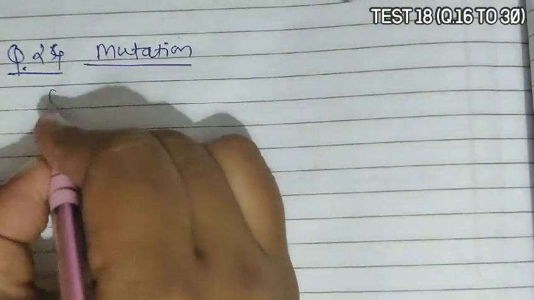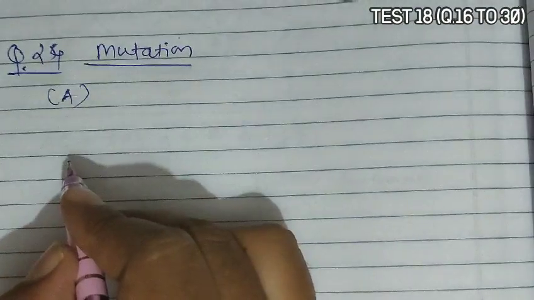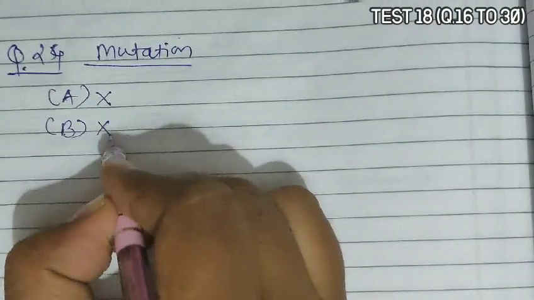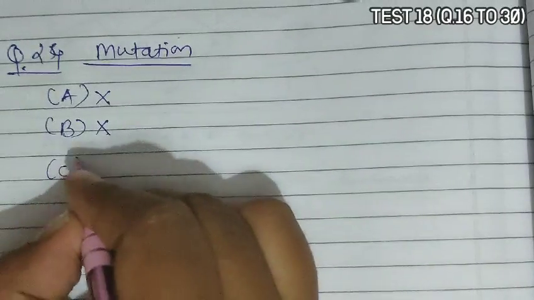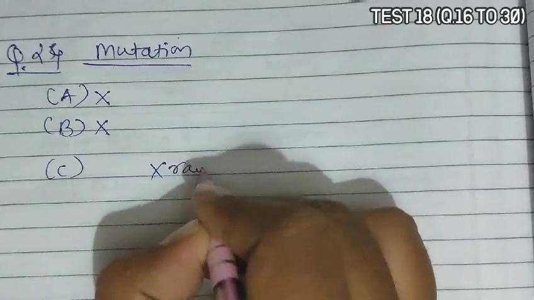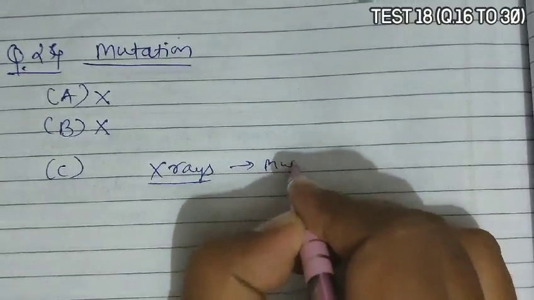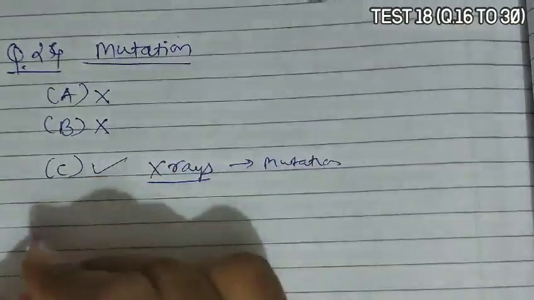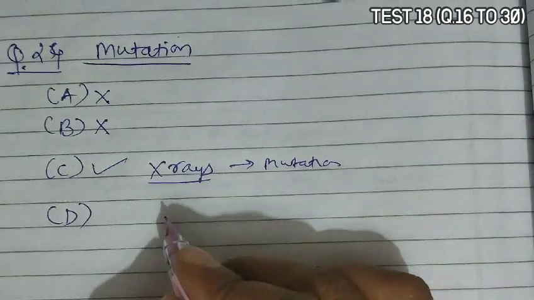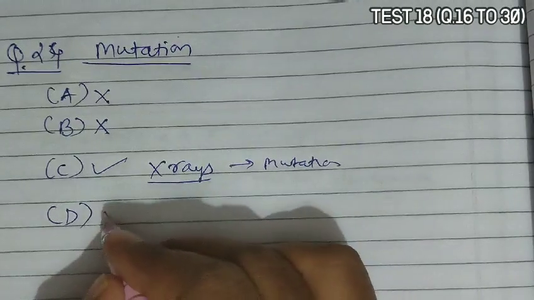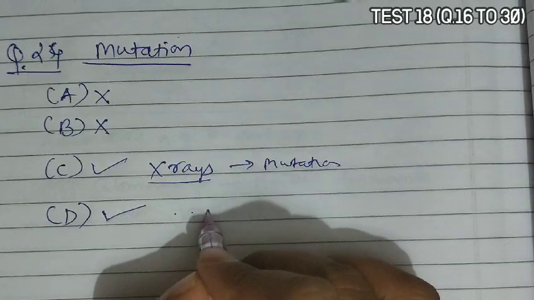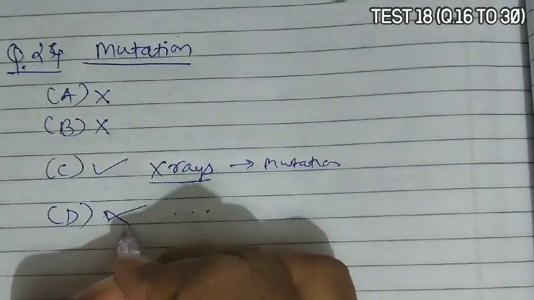Next is question 24. Question 24 asks: mutation occurs. Option A, mainly in haploid cells. It is not like that. It can occur in diploid cells. Option B, mainly in diploid cells. It is not like that. It can happen in haploid cells as well. Option C, whenever cells are exposed to X-rays. Yes, if exposed to X-rays that causes mutation, so it can be correct.